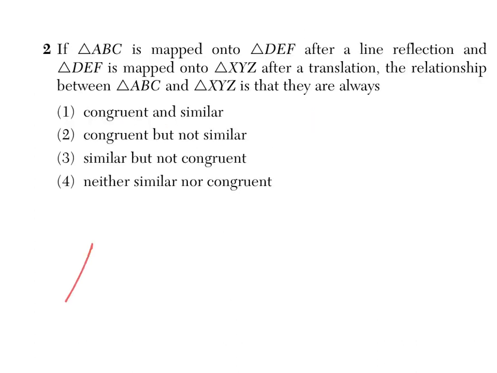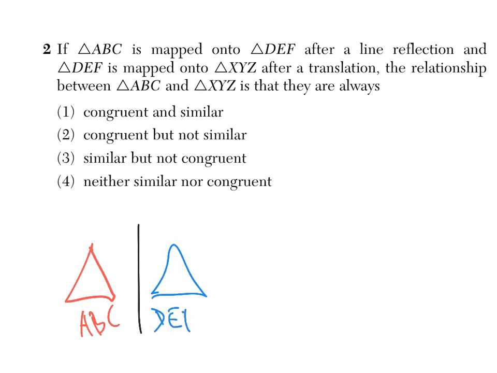If triangle ABC is mapped onto DEF after a line reflection, so what might that look like in this quick sketch? After a line reflection, triangle DEF is mapped onto XYZ after a translation. Okay, we've got XYZ right here. The relationship between ABC and XYZ is that they are always what?